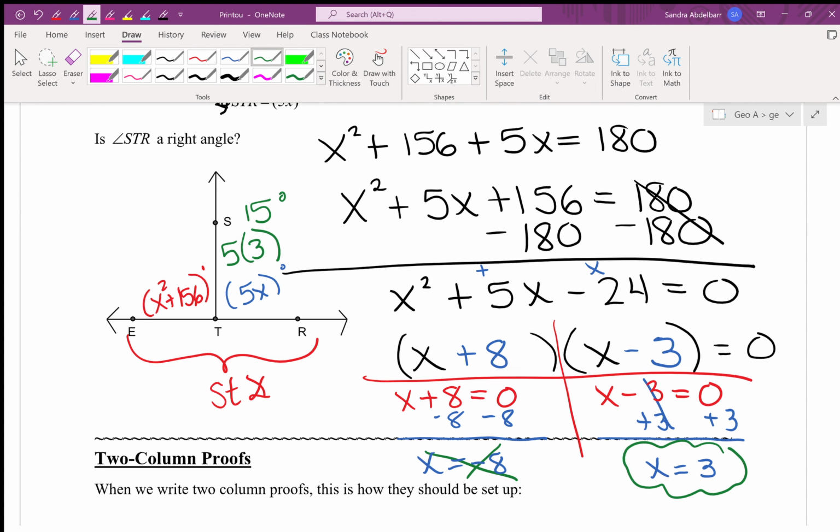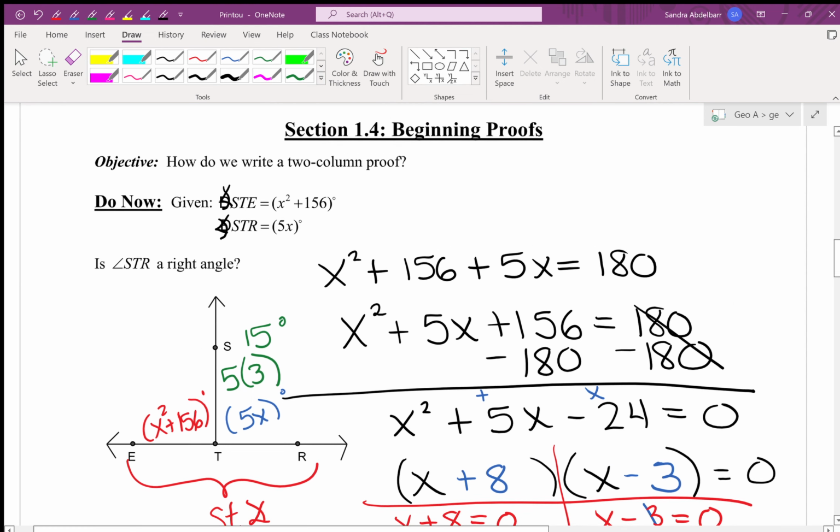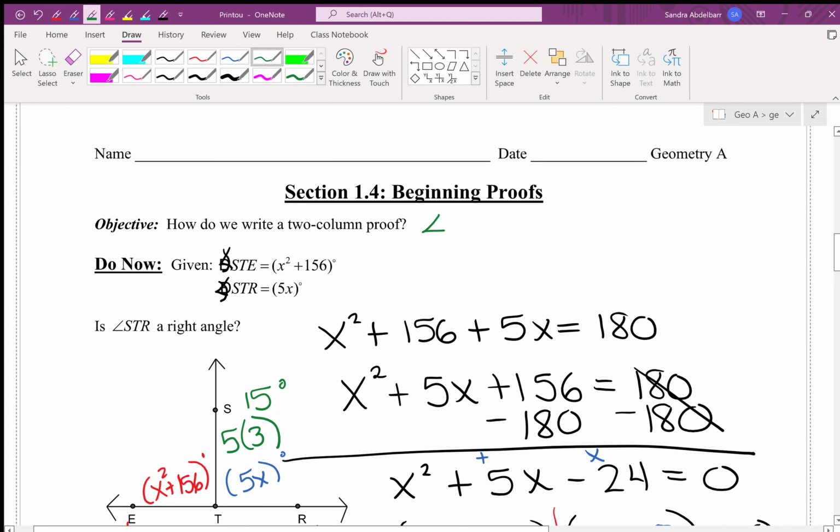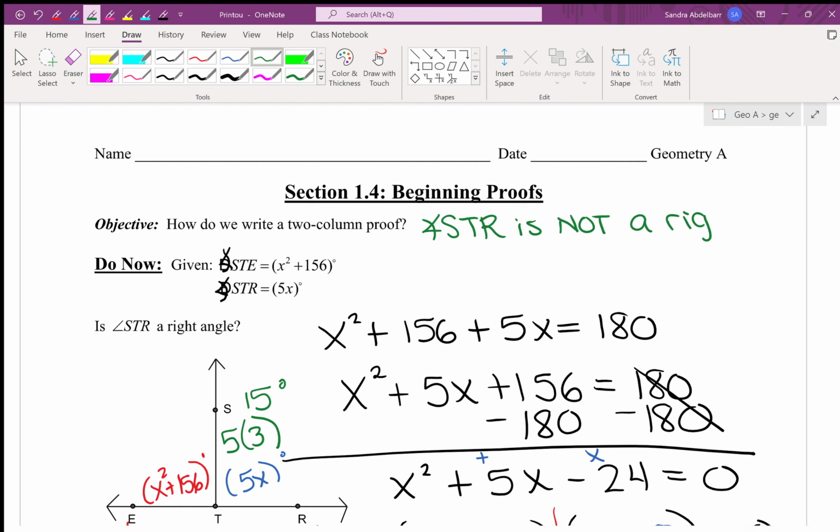Excellent. No diagram is drawn to scale, and we cannot assume they're drawn to scale. So is angle STR a right angle? We're going to write angle STR is not a right angle. It has a measure of 15.